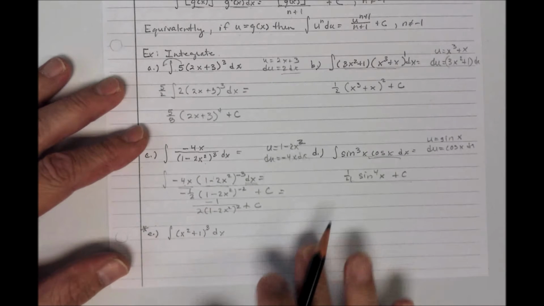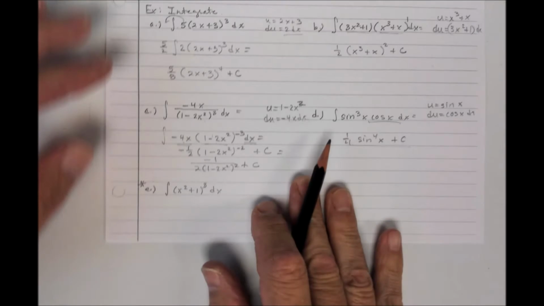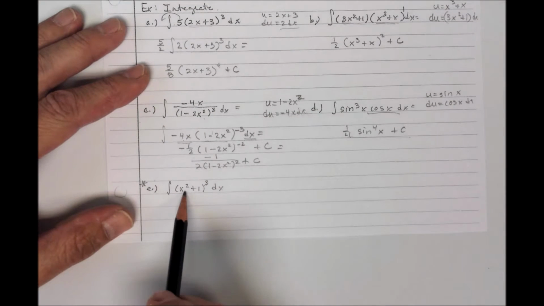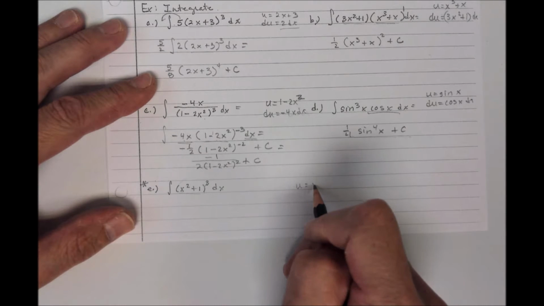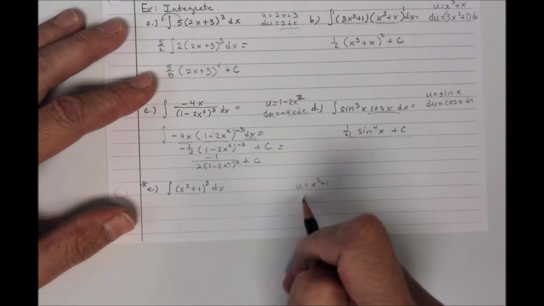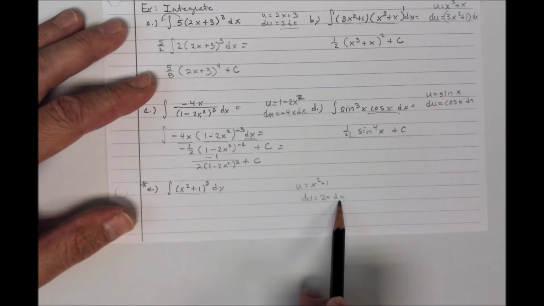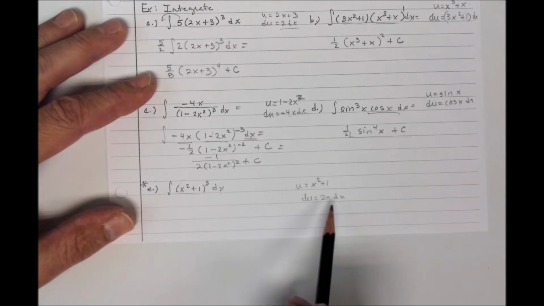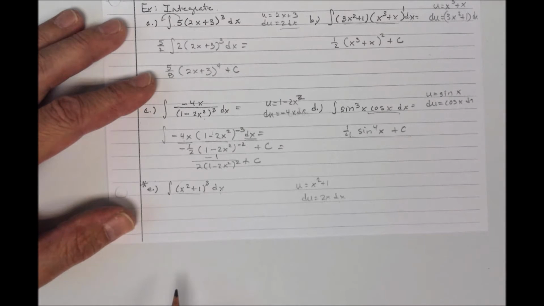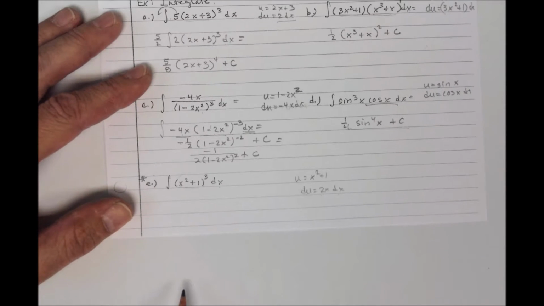Now, I got an asterisk next to this one, because it looks like a general power rule where this is my u. So my du would be 2x dx. Now, I got the dx, and I can finagle the 2, but I don't have an x. So I cannot use the general power rule of integration for this problem.